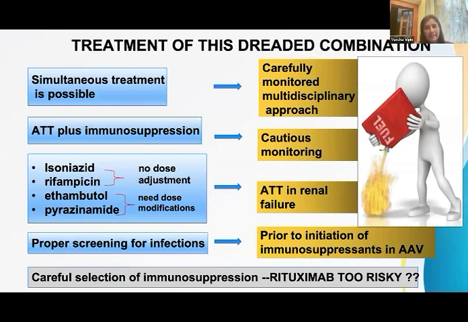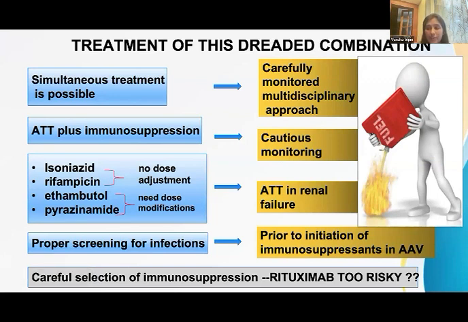As we see, this is definitely a dreaded complication. Simultaneous treatment is always possible, but what we need is a simultaneous multidisciplinary approach. ATT with immunosuppression should be given cautiously, and as mentioned in the last slide by Vilesh sir, it's ethambutol and pyrazinamide which need dose modifications, while isoniazid and rifampicin do not need dose adjustment.